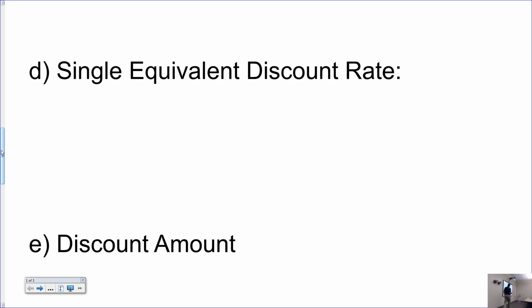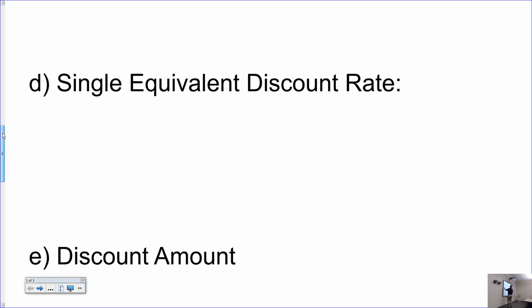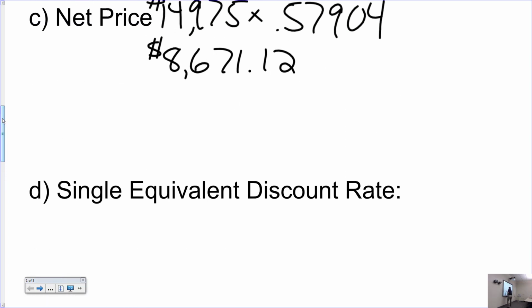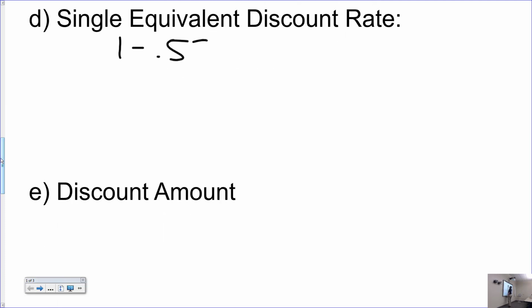All right, so how do we figure single equivalent discount rate, folks? That's the one minus the net price equivalent rate. Yes, exactly. So 1 minus the 0.57904. Basically, those two are complements of each other.